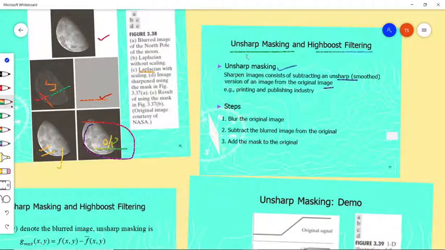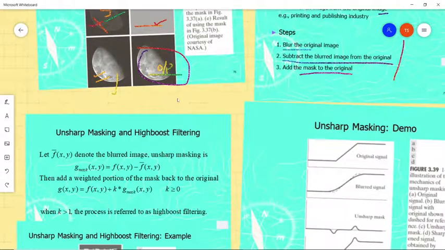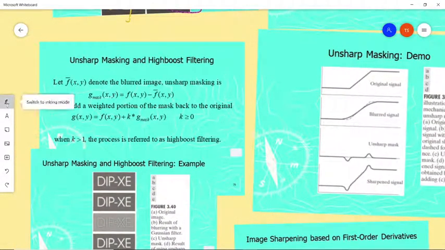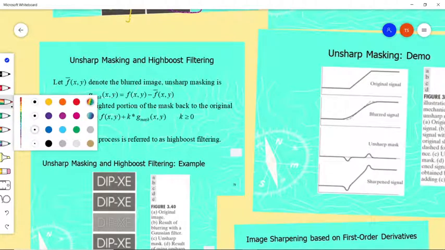So the steps for unsharp masking are: first we have to blur the original image, and then subtract the blurred image from the original image. Add the mask to the original image. These three are the steps. Now I'll show the expressions we used to unsharpen the image.